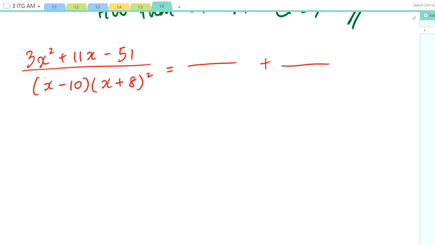What do you want me to put first? x minus 10. Then what goes in the numerator? A. It is a constant for us to determine. Now, what about the second fraction? x plus 8. What should I put in the numerator? B. Is that all? No. What else should we have? x plus 8 again?